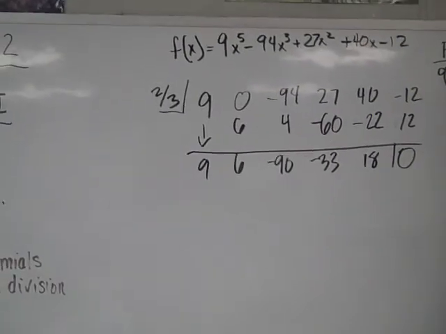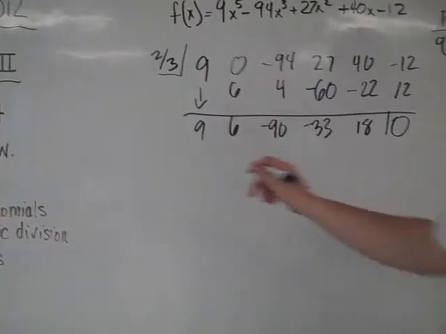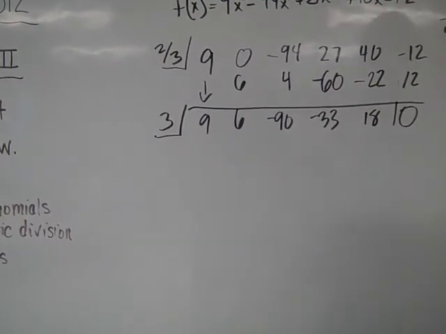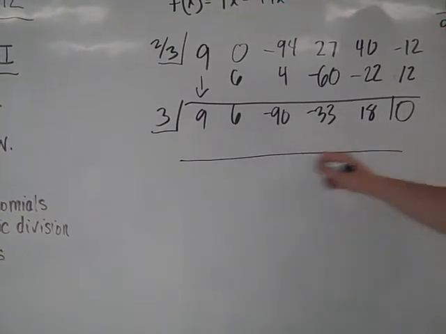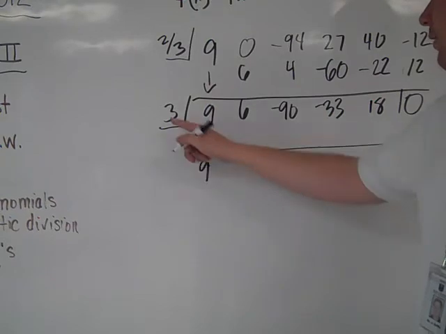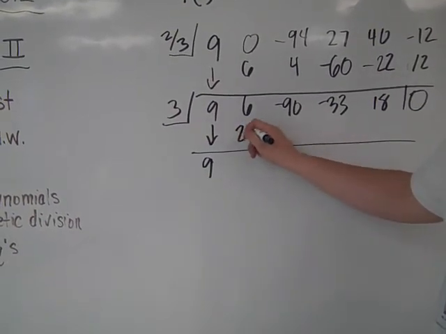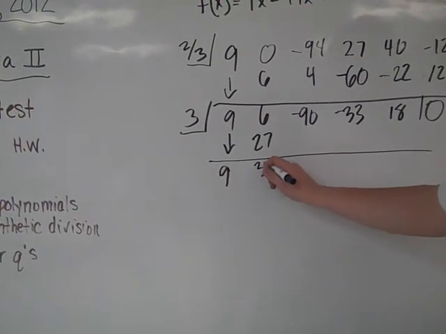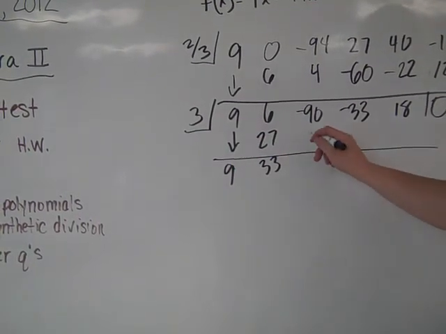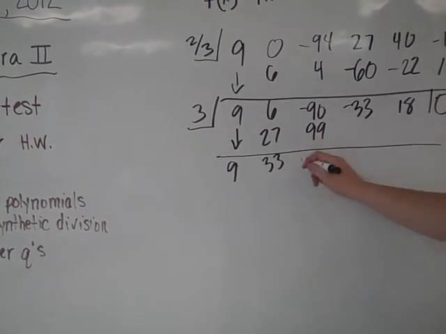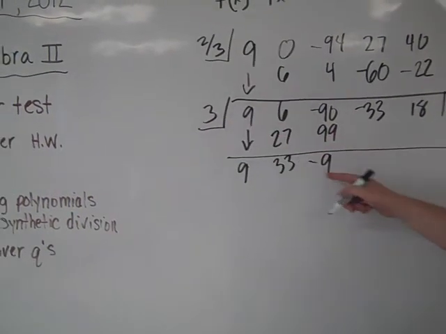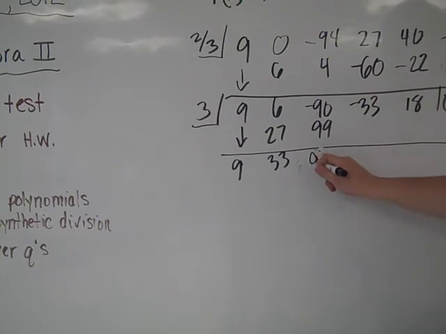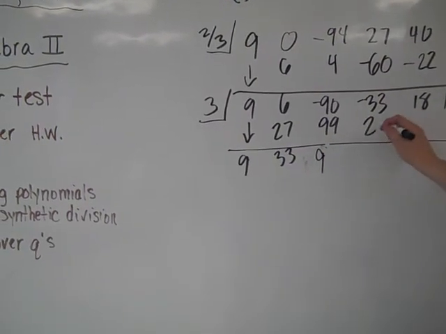The next one I'm going to try, I know that 3 is going to be a root. The reason I know that is because I've already done my homework. When I bring it down, 3 times 9 is 27. When I add that, I'm going to get 33. 3 times 33 is going to be 99. Add those, negative 9. 3 times positive 9. You're right, positive 9. 3 times 9 is 27.